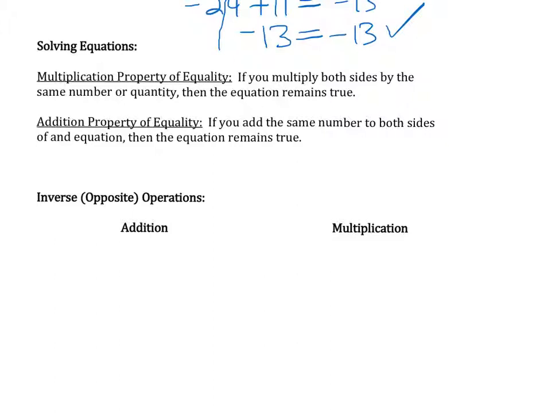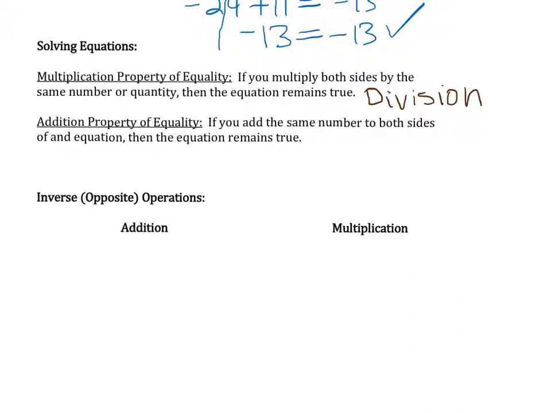Our first tool is the multiplication property of equality. It basically says that if you multiply both sides of an equation by the same thing, both sides means we keep that true balance, that true equality. If we multiply, then the equation is going to remain true. If it works for multiplication, it does also work for division, as long as we don't divide by 0.